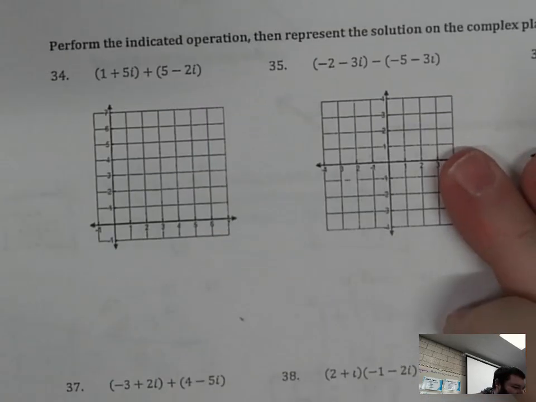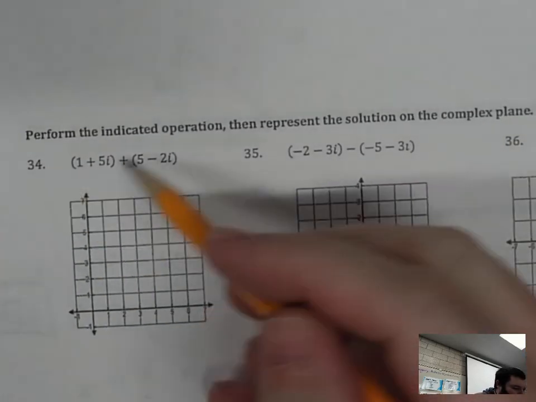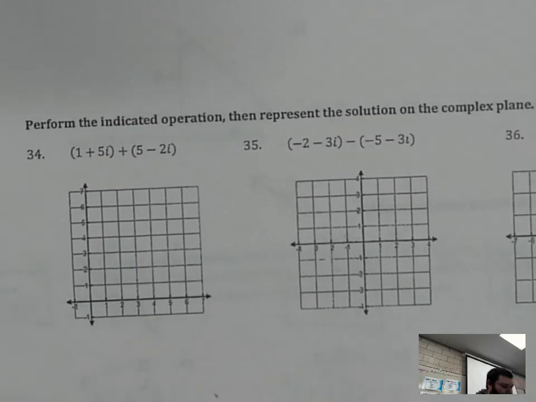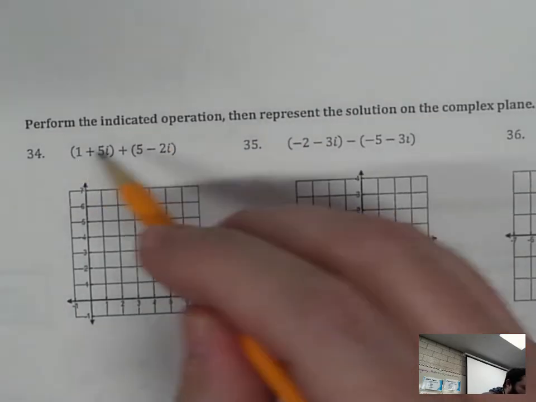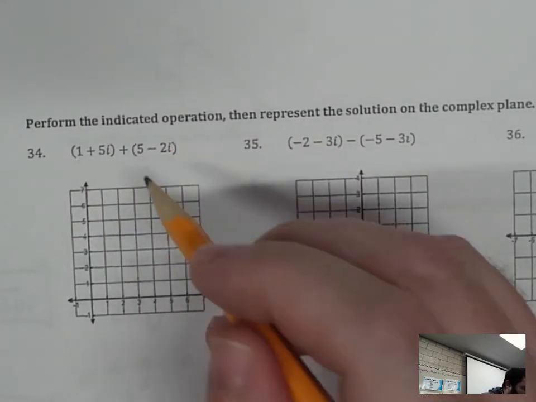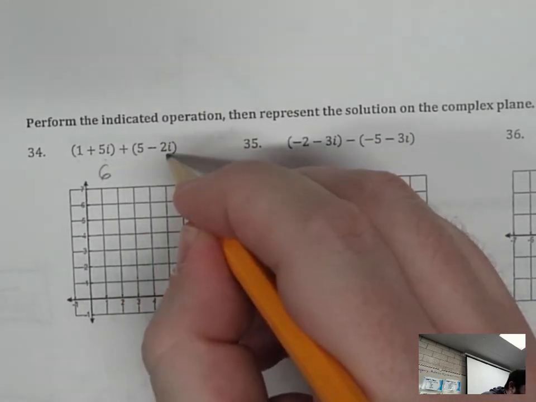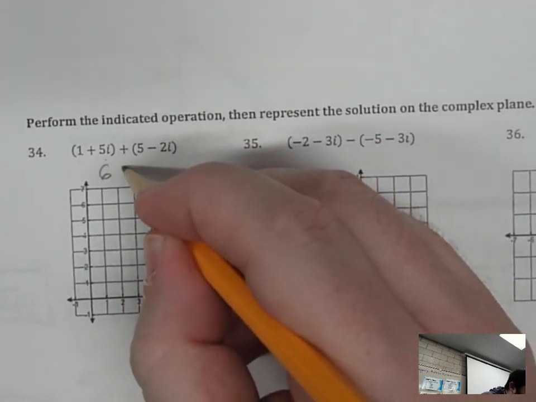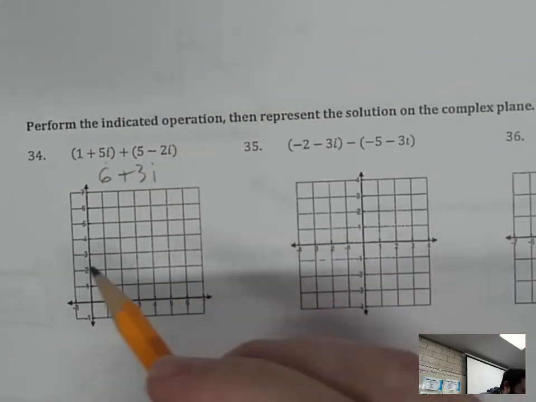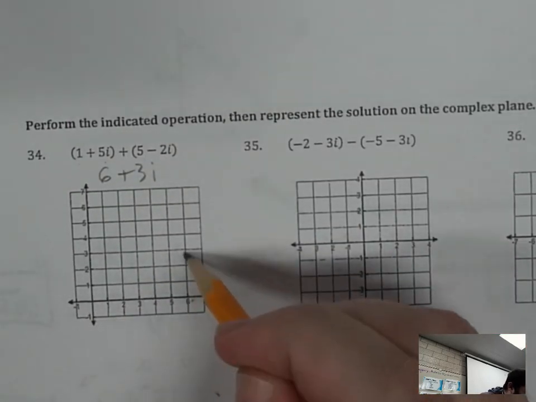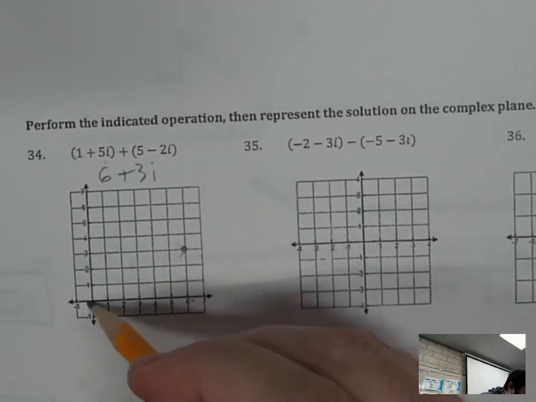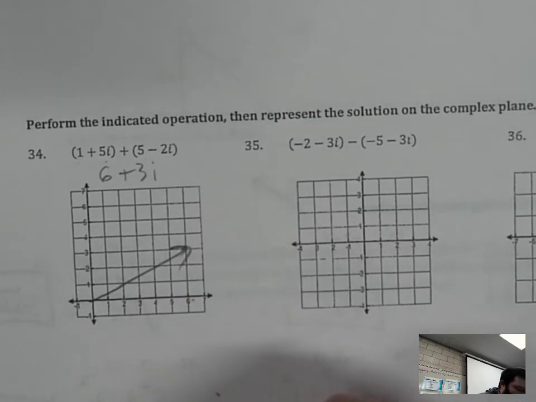Okay? Then this section, I'm just adding or subtracting these guys. So all I do is basically combine like terms. 1 plus 5 is 6. And then 5i plus negative 2i is 3i. And then to graph it, I would go over 6 and up 3. And there's the vector. It's pretty tough, right?